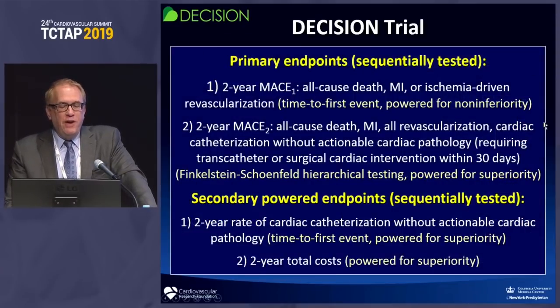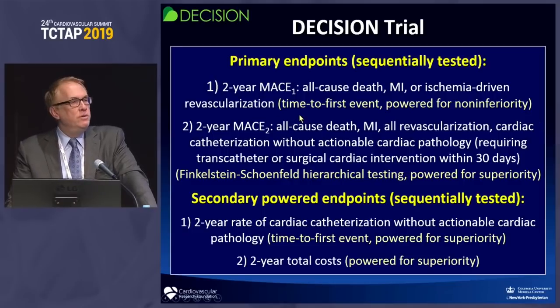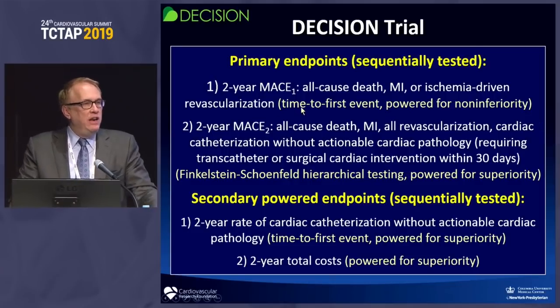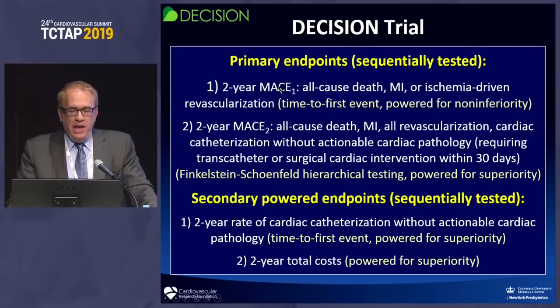Patients will be followed for 5 years. The primary endpoint will be 2-year MACE. The goal is to show non-inferiority for MACE and superiority for combination events, including reducing costs, improving quality of life, and being able to defer catheterization in probably about 2/3 of the patients.